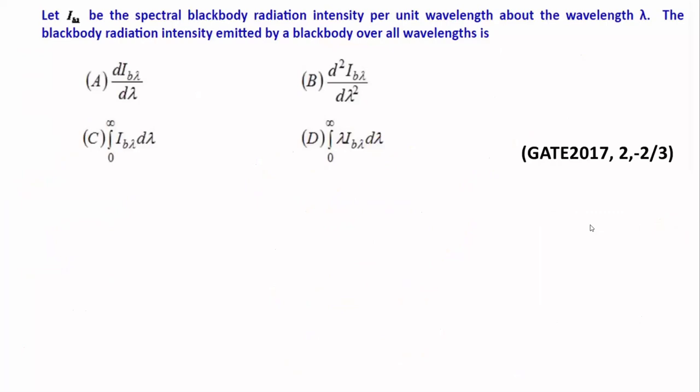This question was asked in GATE 2017 for 2 marks. It says let I, this term is intensity B lambda, be the spectral black body radiation intensity per unit wavelength about the wavelength lambda. The black body radiation intensity emitted by the black body over all wavelengths will be. It's a pretty straightforward question, about basic concepts, typically about how I is related with E, and we had learned that integration concept. So this particular question is on that.